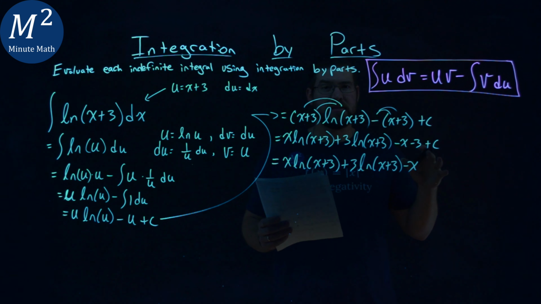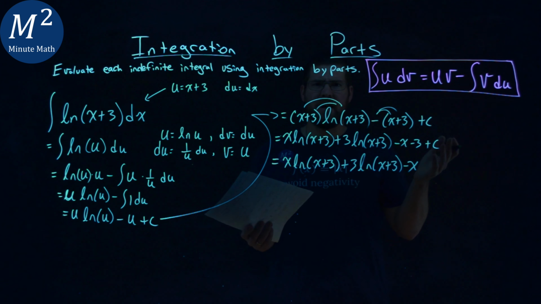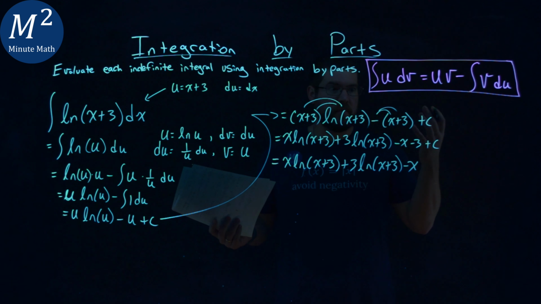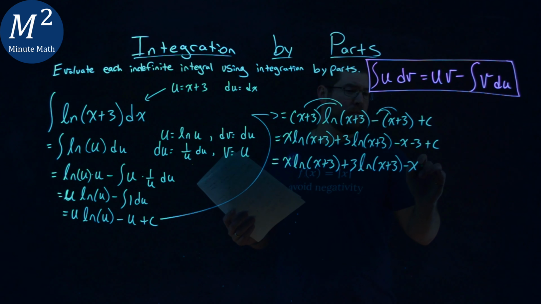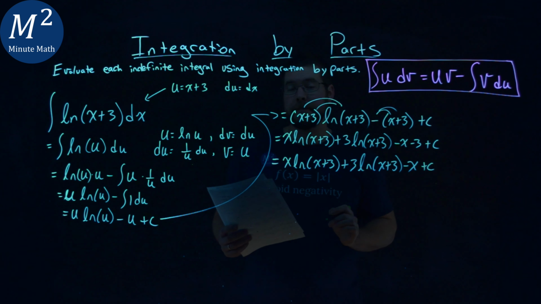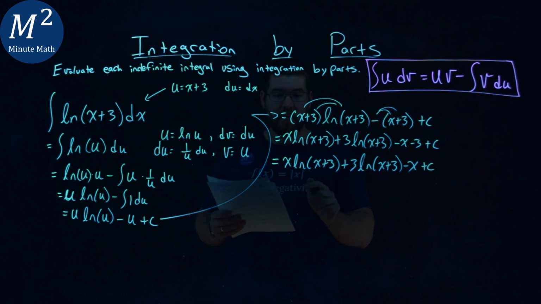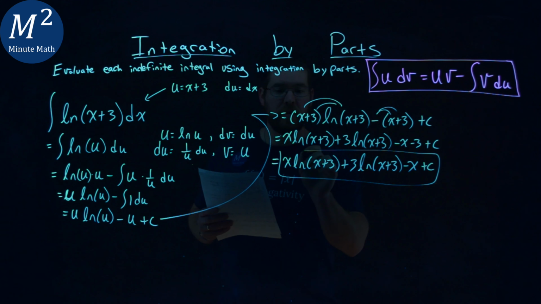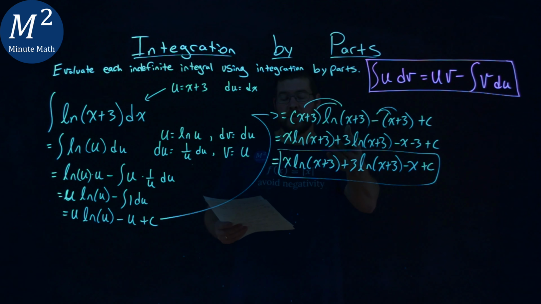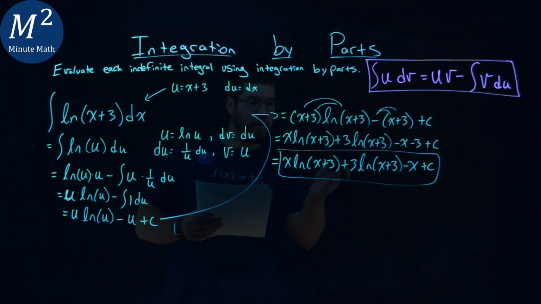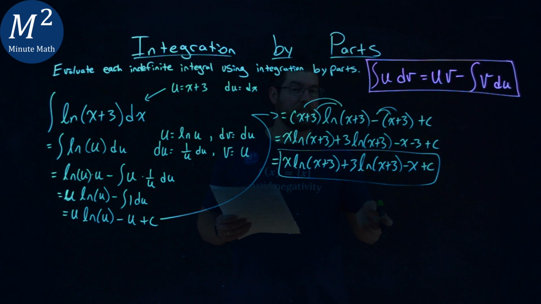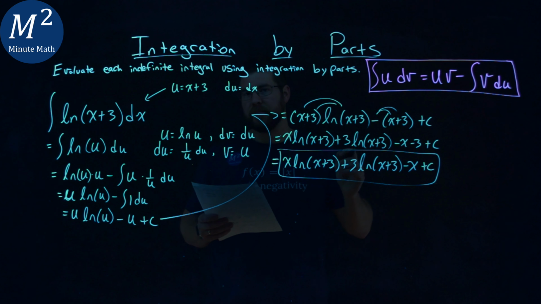That constant is just any constant, so it can be a constant minus 3, it's the same thing, it's just some constant, we don't know what it is. So we can really write this as just a plus c. And that's it. My final answer here, after it's all said and done, is x times the natural log of x plus 3 times the natural log of x plus 3 minus x plus c.